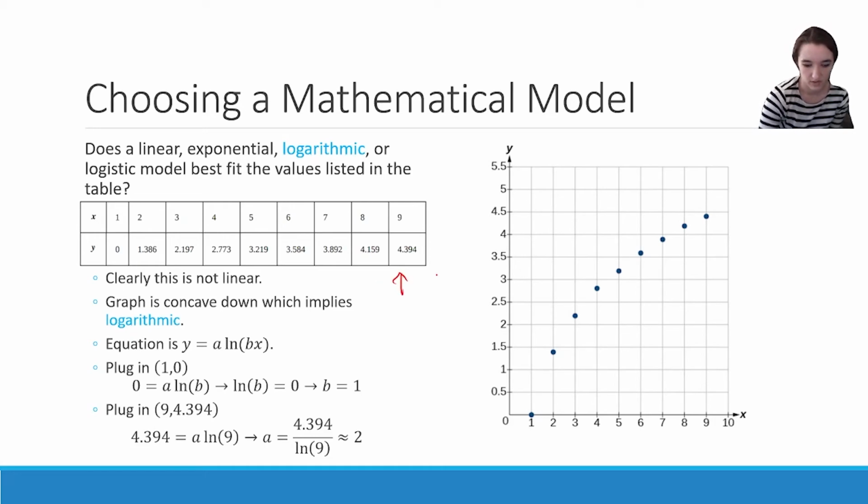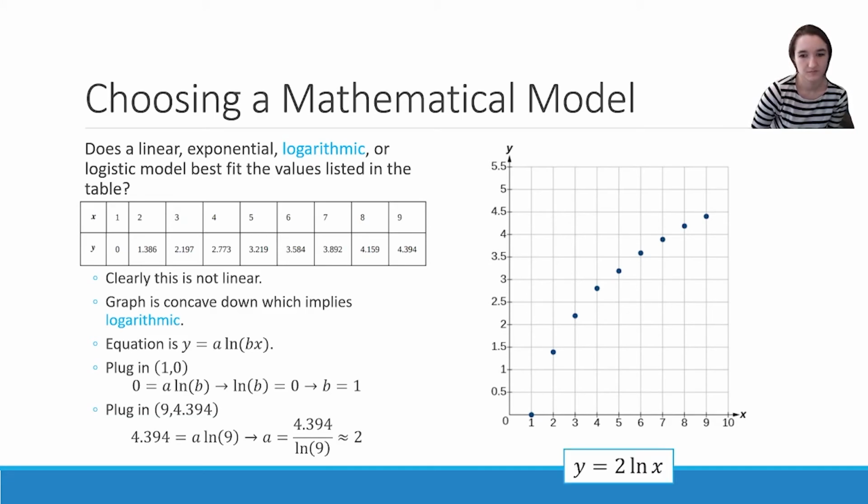And then plug in some other point, again taken from right here. I'm plugging in the last point we had because that helps a little bit. And we get a is approximately 2. And so we could approximate this with y equals 2 ln x, which is actually the exact formula, but it's not always going to be exact.